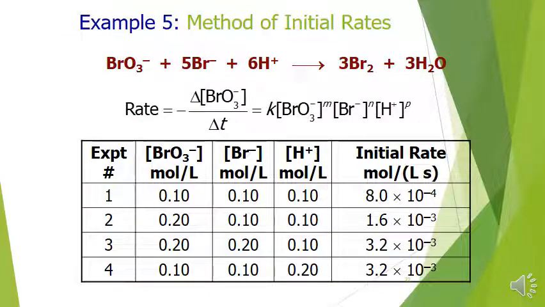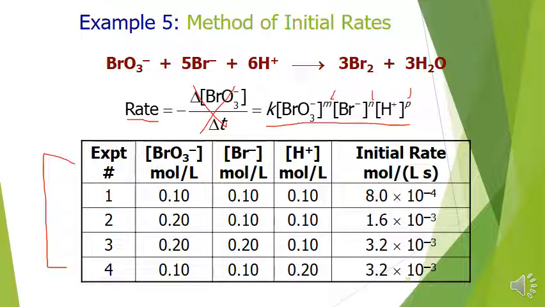Okay, now let's do another problem. Okay, we solved this problem before. Let's leave this off, but that's an initial rate. And so rate equals, here's our rate law. And now what we want to solve for is m and p from this experiment table here.